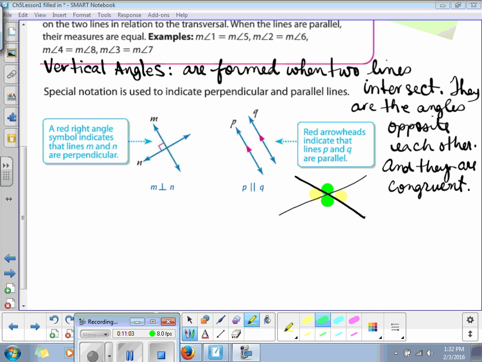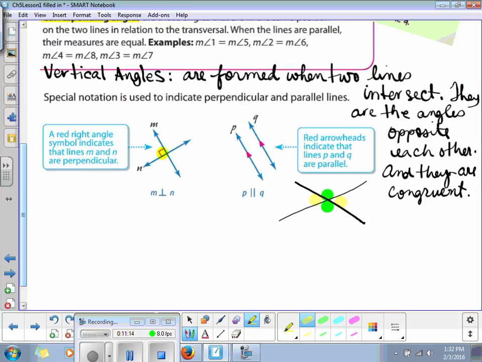Read this to you. Special notation is used to indicate perpendicular and parallel lines. Here, for perpendicular, you will see intersecting lines, and you will see the little red square in the angles. That tells you they're perpendicular, because if this one is 90 degrees, then all of them are 90 degrees. Okay? Here, the red arrows indicate that the two lines are parallel. Okay? That's how you indicate. You just put little arrows on your line.